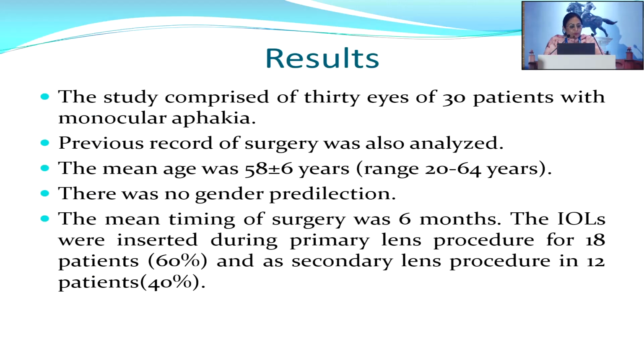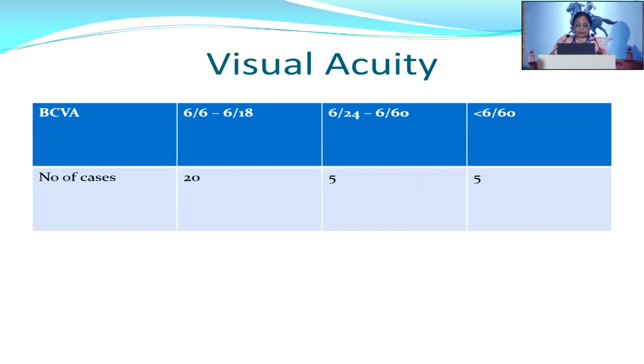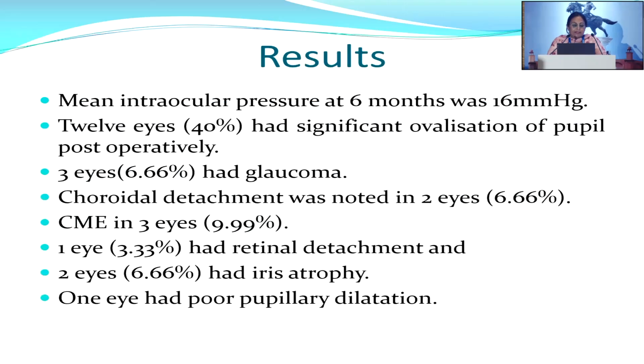30 patients were taken, in which 18 were considered as a primary lens procedure and 12 were considered as a secondary lens procedure. The causes of aphakia in these patients were intraoperative complications in 25, 3 with subluxated mature lens and 2 with traumatic cataract. Postoperatively, the visual acuity in 20 of the cases was 6/6 to 6/18, 5 were 6/12, and 5 were less than 6/60.